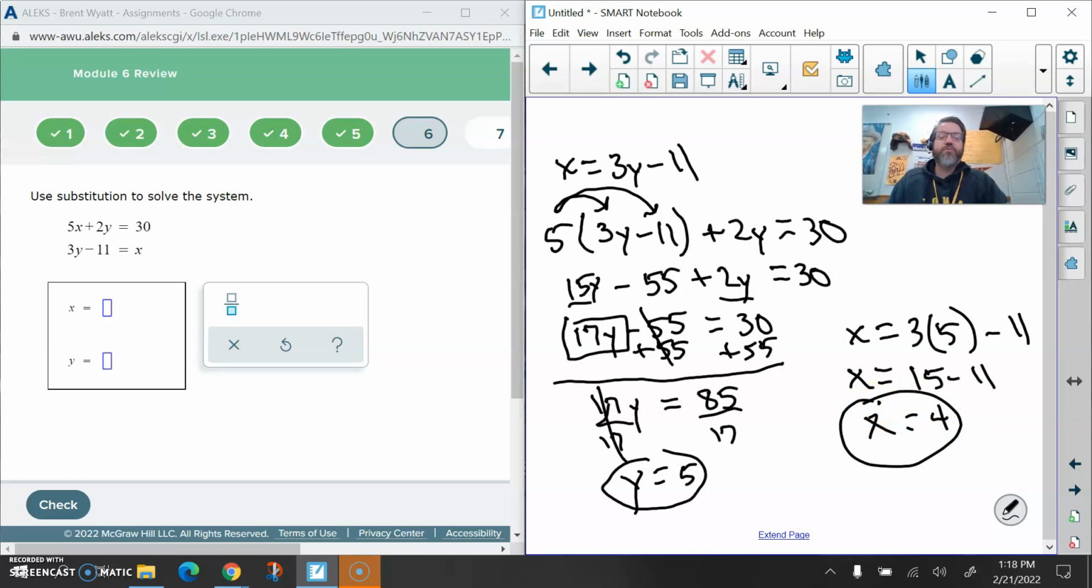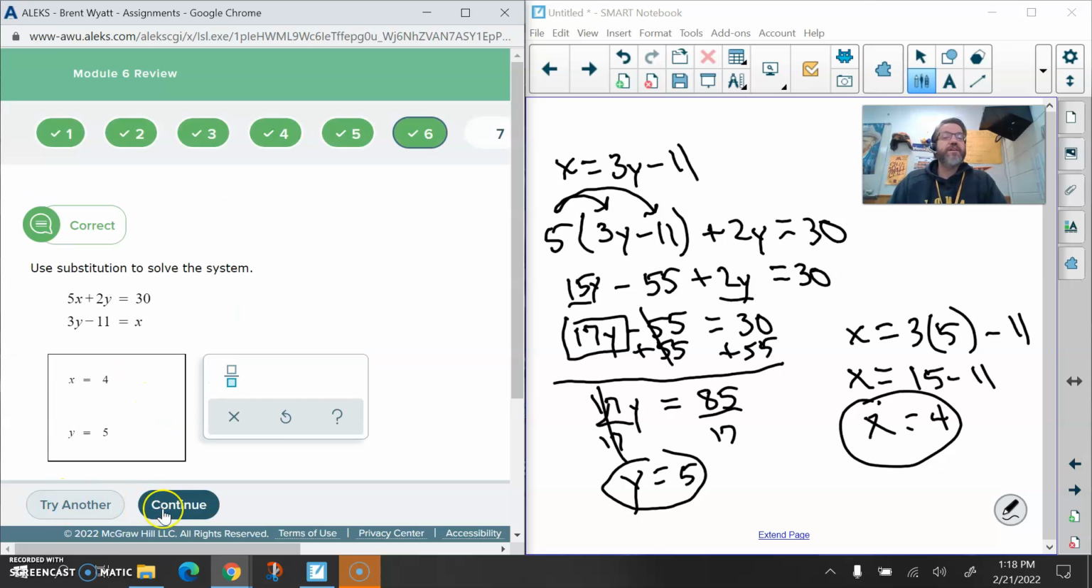Now, you do have to be careful when entering these in ALEKS because you don't want to put them in backward. x is equal to 4. That's the one we found second. y is equal to 5. That's the variable we found first. Okay? And so I'll hit check, and sure enough, I have number 6 correct.